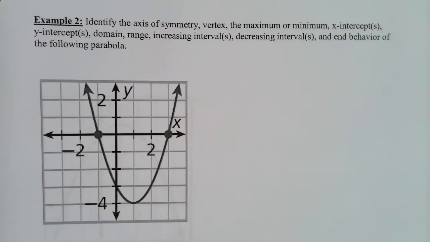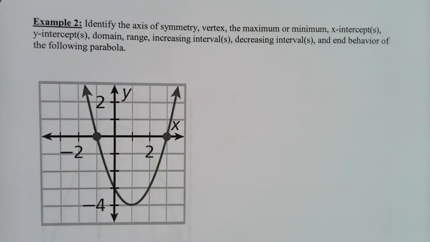Okay, now we have two examples. Some of this involves stuff we did earlier in the year, and I did mention that before. Identify the axis of symmetry, the vertex, the maximum or the minimum, the x-intercepts, the y-intercepts, the domain, that's review from earlier. Same thing with the range, increasing intervals, decreasing intervals, and end behavior. All of that you have to identify. So it's a lot to this problem. Looks like there's 10 things we have to answer.